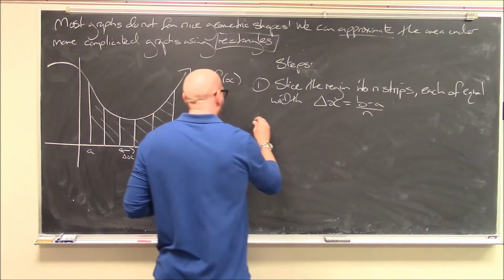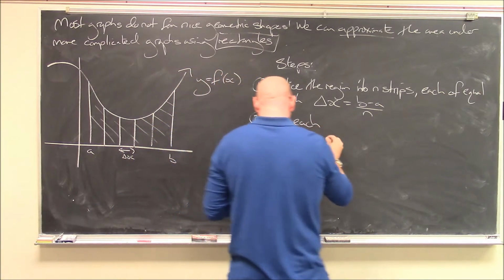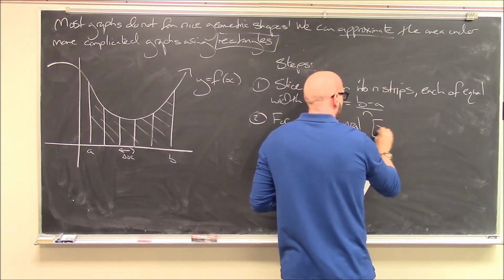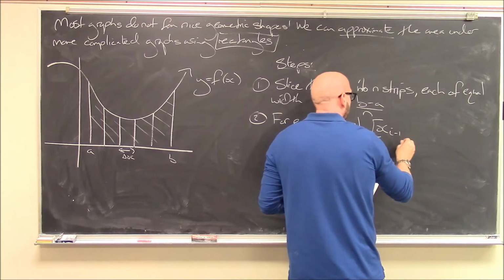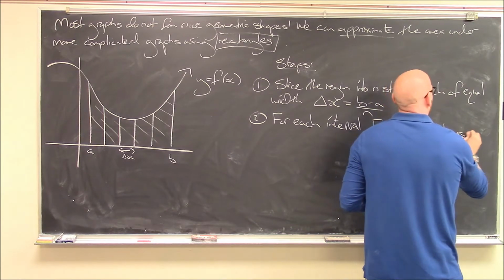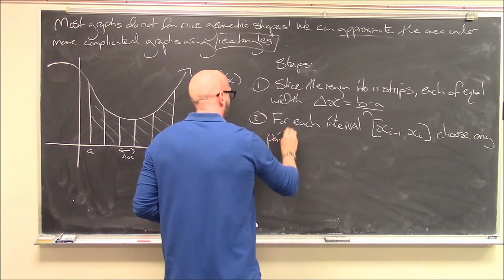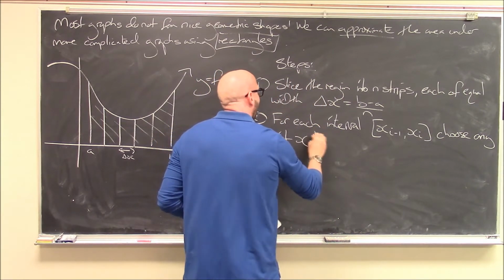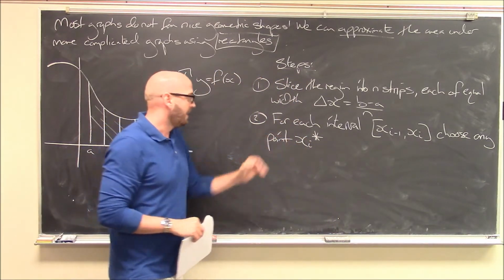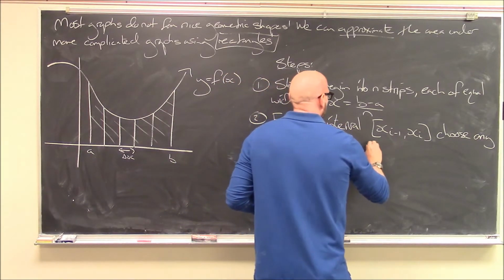So there's step one. Step two is for each interval, say from x of i minus 1 to x of i, choose any point that I'll call x of i star. Don't be scared by the notation or anything. I'm just being very precise here. I'll parse it in a second though. Choose any point x of i star in the interval.